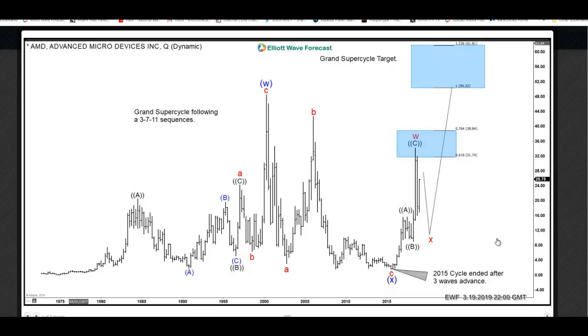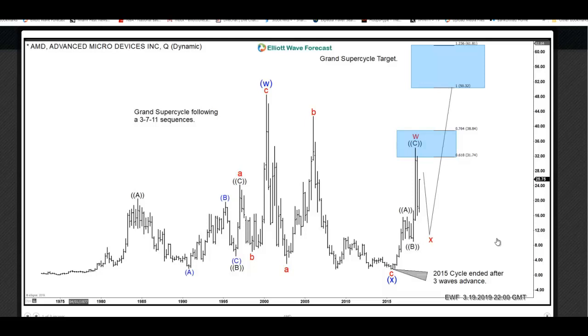Eastern Time, and today we're going to take a look at AMD. Advanced Micro Devices is showing a very nice structure, and it has been a good ride for the instrument over the last few years, to be honest. We've been on the right side of the instrument overall.